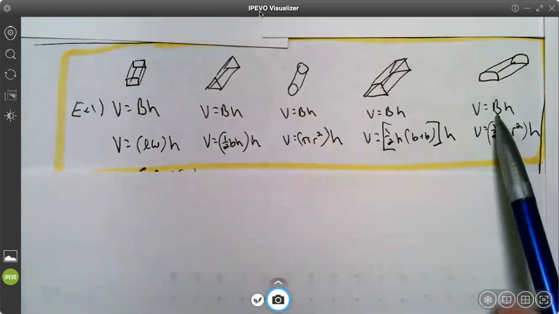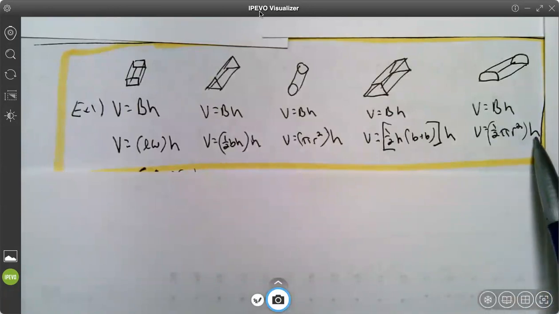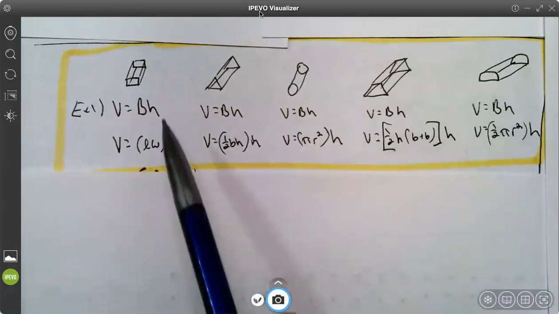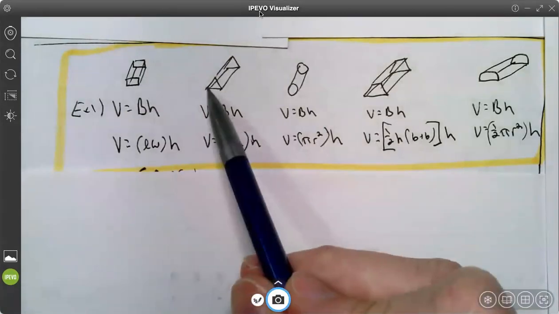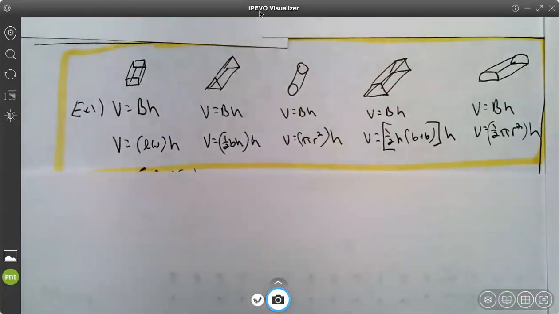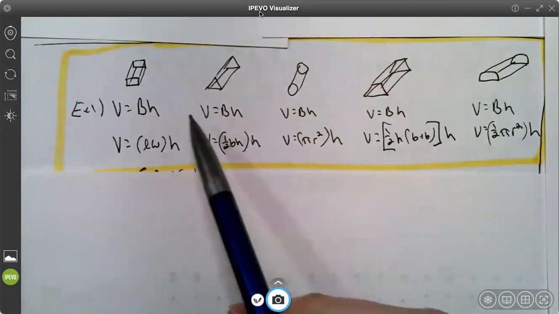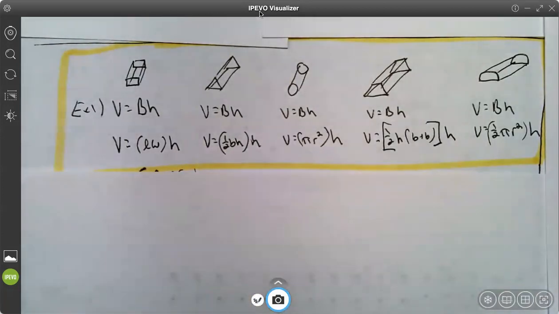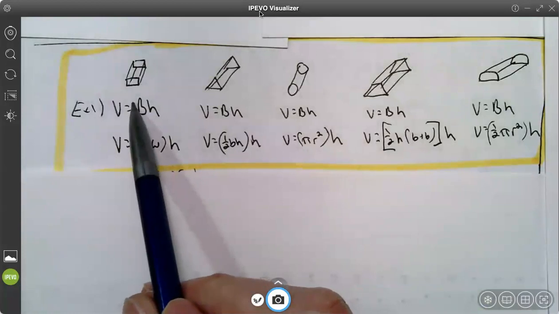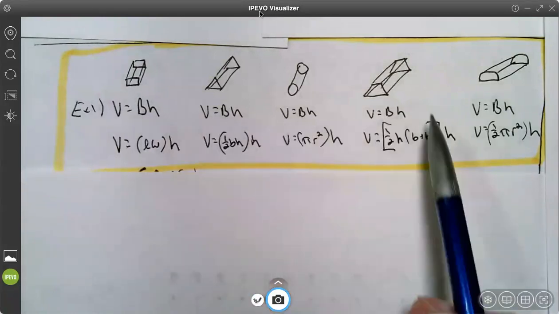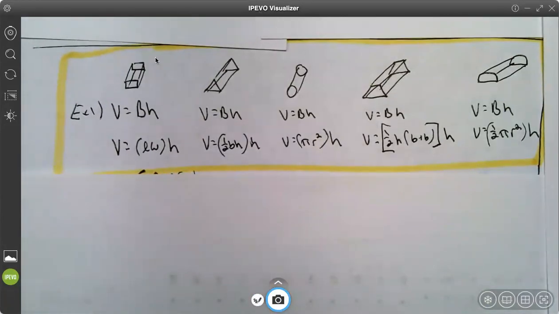But however you find the base, big B, you always multiply it by the height or depth of the prism, the distance between the two bases. When you're doing a pyramid, all of this will be exactly the same, except you'll have to multiply each one by 1/3 or divide each one by 3.